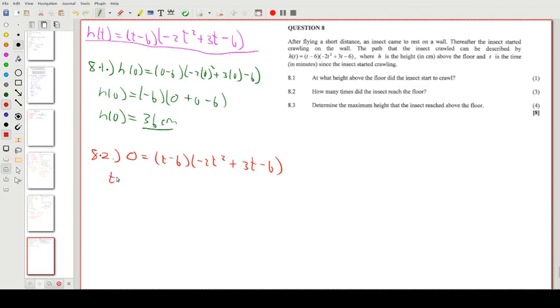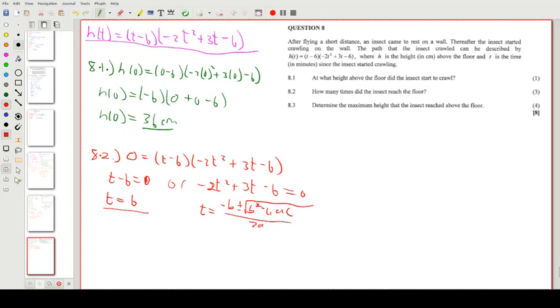So that gives us either t minus 6 equals 0, which would give us t equals 6. Or this is 0: negative 2t squared plus 3t minus 6 equals 0. Okay, so you can try to factorize this, but it doesn't look like it'll work. So we can try to use the formula. So for that, we'd have t equals negative b plus or minus the square root of b squared minus 4ac, all over 2a.